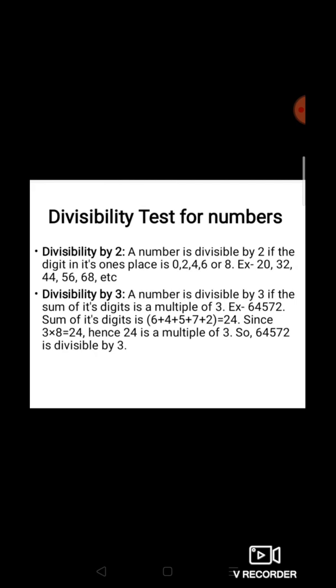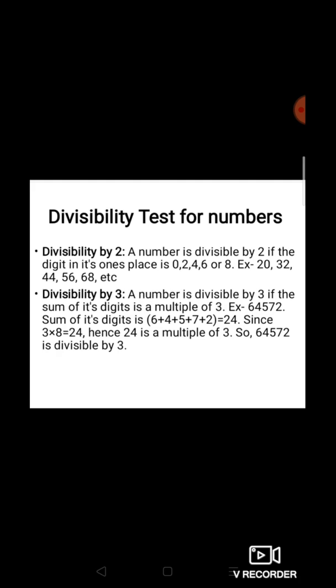The first divisibility test is divisibility by 2. As we know, a number is divisible by 2 whenever it is an even number. Even numbers usually have a ones place digit of 0, 2, 4, 6 or 8. So all numbers whose ones place digit is 0, 2, 4, 6 or 8 are divisible by 2. As you can see, examples are given: 20, 32, 44, 56, 68, etc.